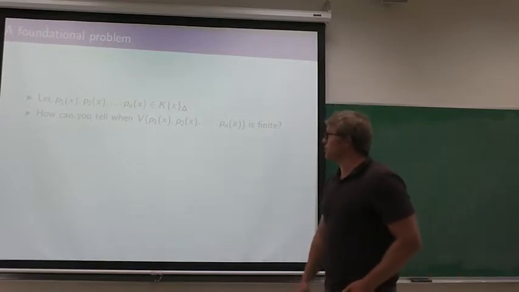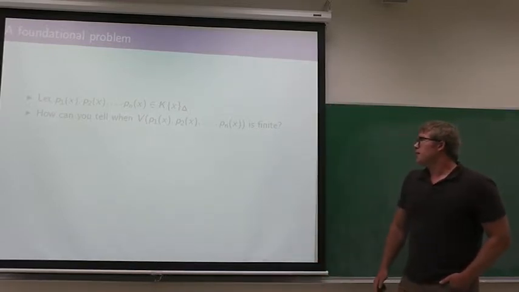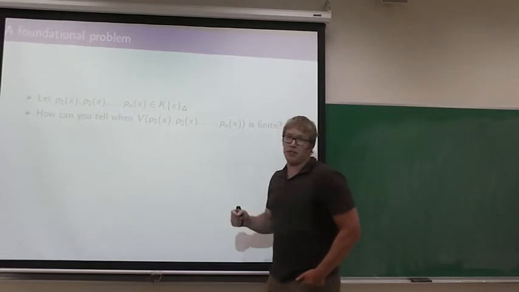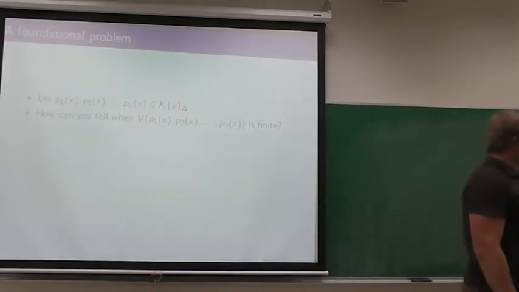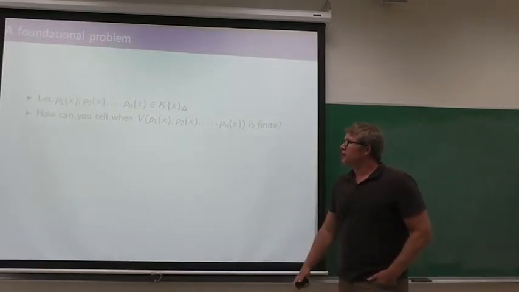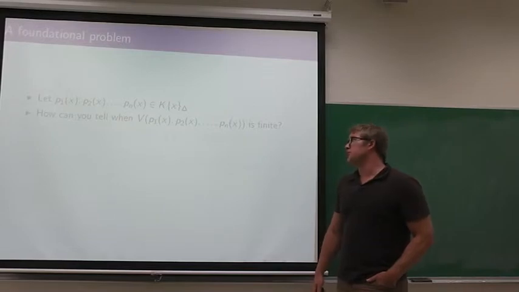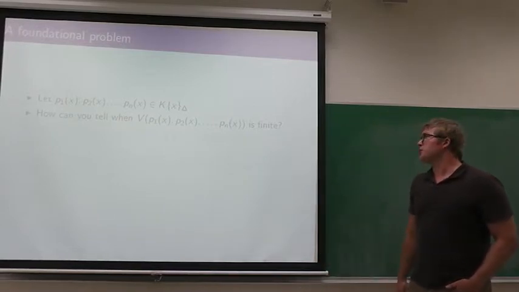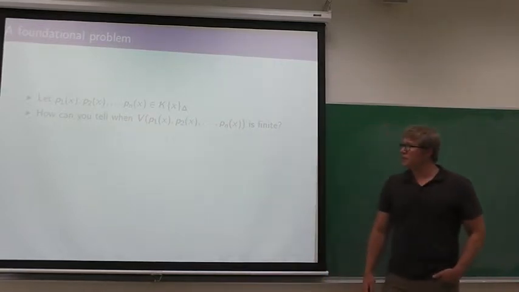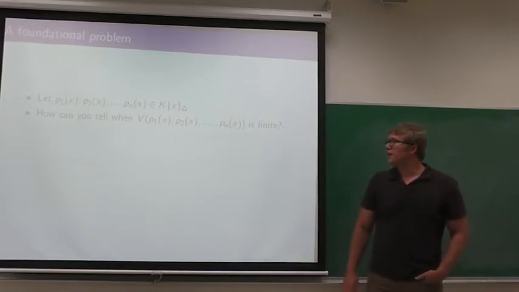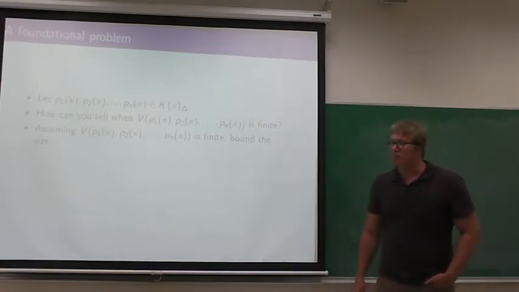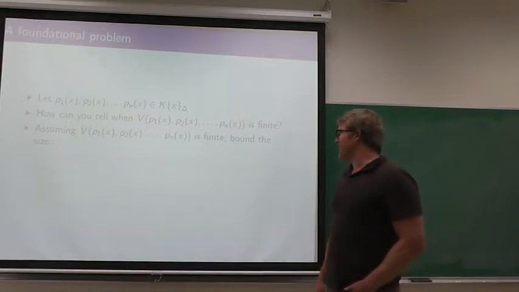So the first question, which I expect you could probably answer in multiple ways, is how can you tell when, and I'll write V of this collection for the common 0 set of those differential polynomials, and I'll think of the solutions being in any differential field extension, but if you're familiar with this subject, you just need to look in some large differentially closed field. But I'm interested in when the set of solutions to some collection is finite. And then assuming that it is finite, I want to bound this size.